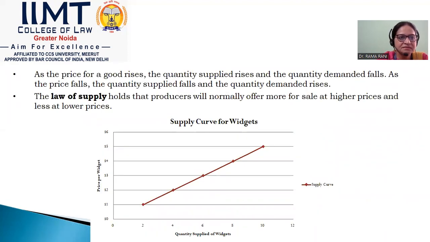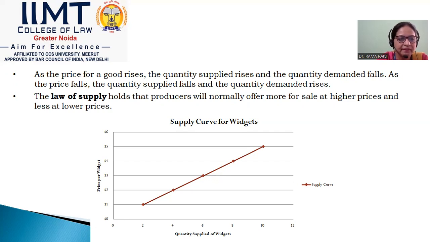As the price for a good rises, the quantity supplied rises, and the quantity demanded falls. As the price falls, the quantity supplied falls, and the quantity demanded rises. If the price of a particular commodity rises, then the supply also rises. And if the price of a particular commodity falls, then the supply also decreases.